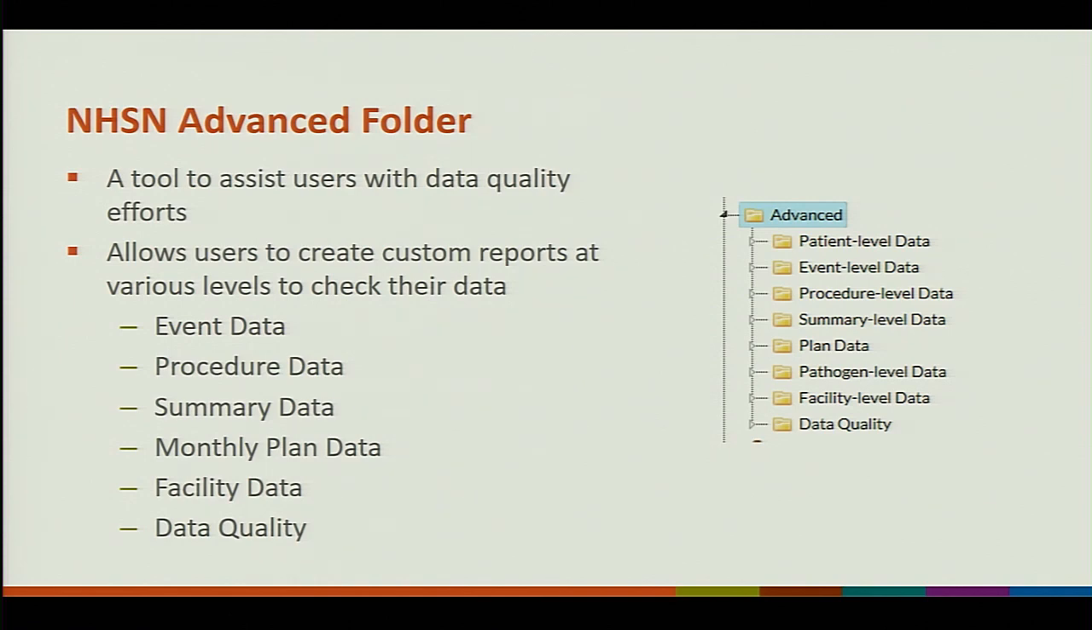So again, here you'll see the different options. You can look at patient level data, event level data. You can look at your denominator forms, your plan data. It's going to give you all your monthly reporting plans you've entered, and it will include all the information that you added and had available on each month report, facility level data, and data quality.